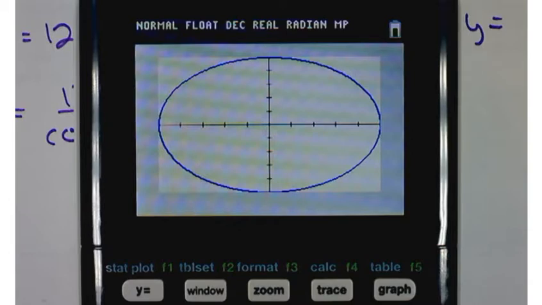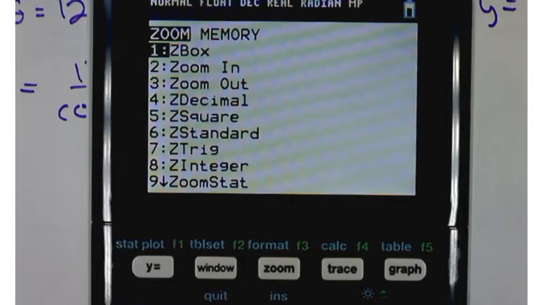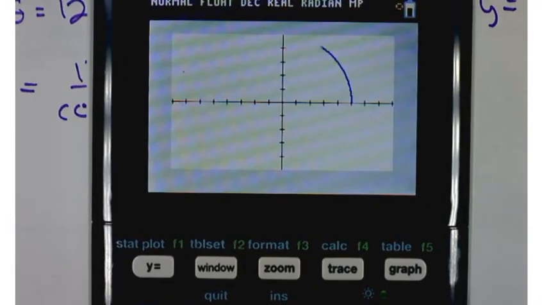Not exactly. Looks like a circle that kind of got squashed, right? A very height challenged circle. So to make this actually look like a circle, we're going to hit the zoom key one more time and hit zoom 5, zoom square. And that'll square it up. And now your graph looks like it should. It looks like a circle.